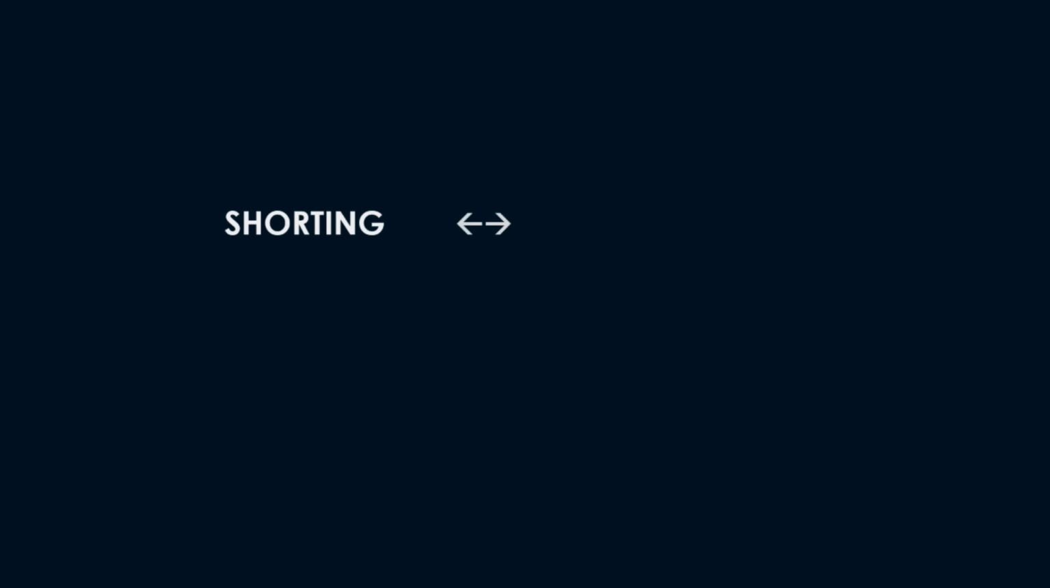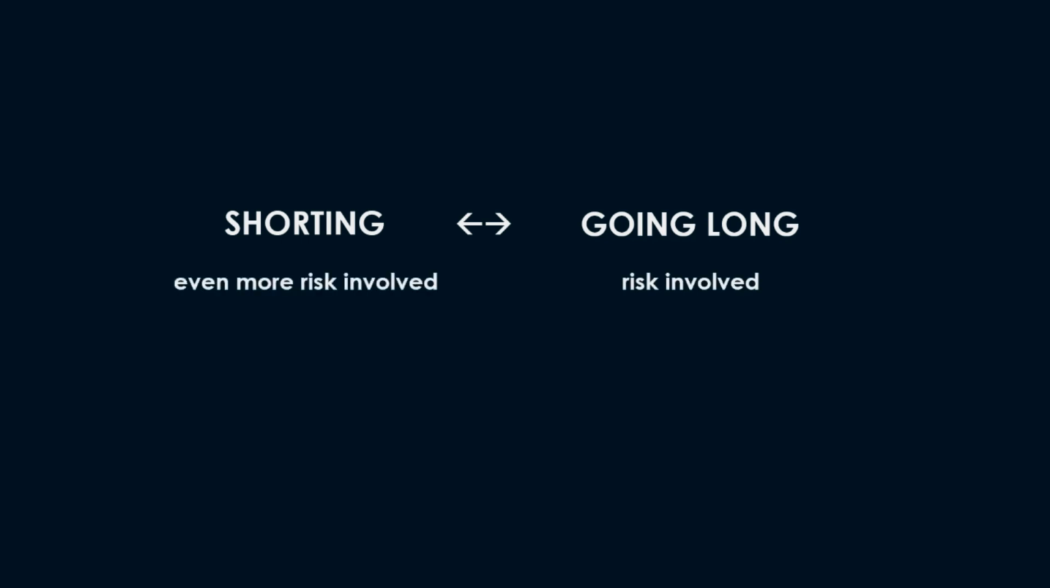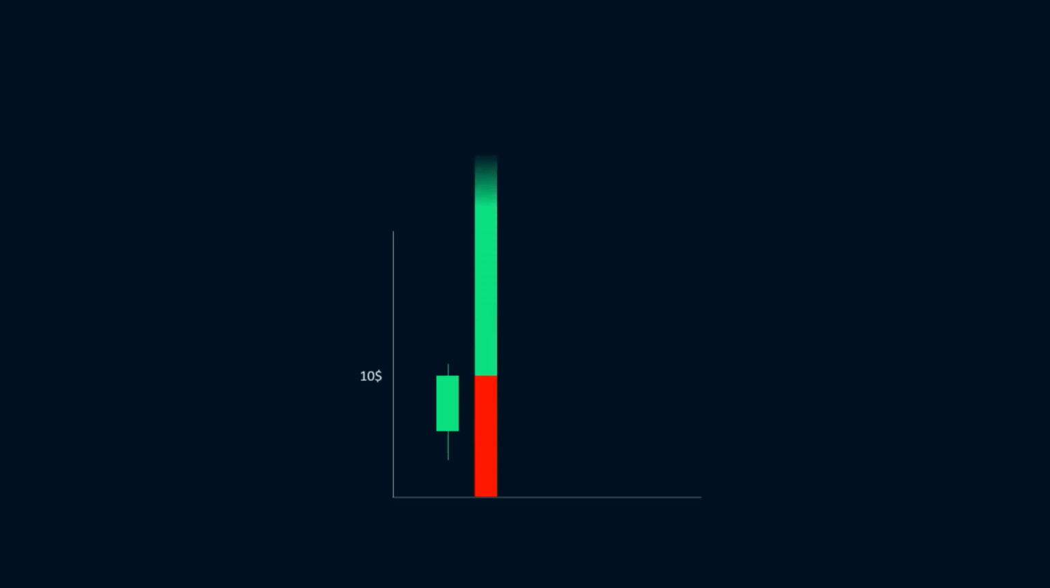Shorting a stock is the opposite of buying a stock or going long in many aspects. But it is not the opposite when it comes to the associated risk. It is in fact way riskier. The difference resides in the fact that a stock which is valued at $10 has a limited room to go down and reach zero, while there is no upper limit for how high it can go.